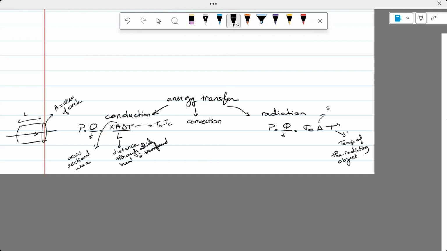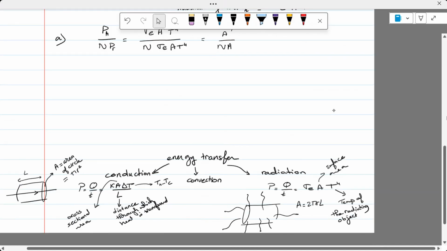And A is the surface area. So here, for example, in the conduction example, the area is going to be just pi r squared. Whereas if the same cylinder is emitting heat by radiation, this is going to be from all of the faces. So A is going to be the surface area, which is 2 pi r L.